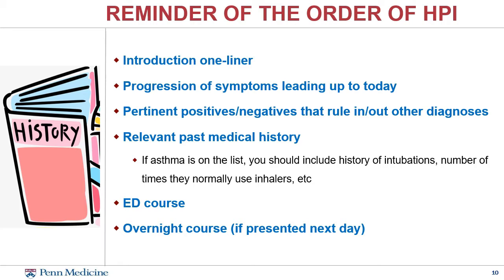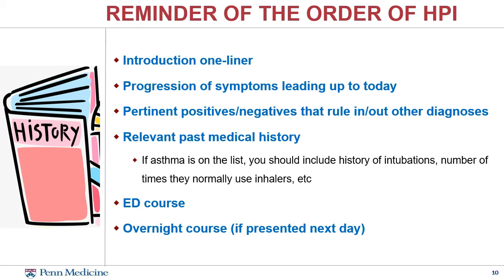So I'm going to put a reminder here of the order of the HPI. The reason for this is when you guys were going through your didactics previously and submitted sample notes, there was quite a range of structures that people took with their HPI. So I want to remind you guys, you have the introduction one-liner. You talk about the progression of symptoms leading up to the day of admission. Talk about pertinent positives or negatives that rule in or out other diagnoses. And that's really kind of your brief review of systems there.